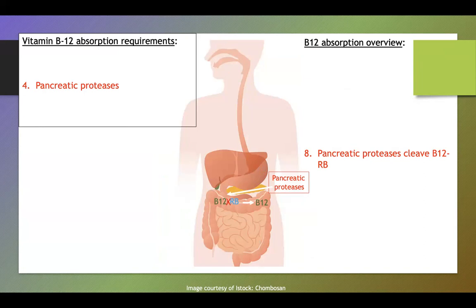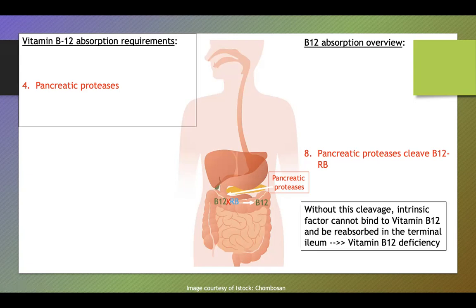And this free B12 in your small intestine will then bind to intrinsic factor, and it'll travel to the terminal ileum and get absorbed. If you don't have this protease here, you're going to have the B12 stuck to R binder, and this complex cannot be reabsorbed in the terminal ileum. So that's why you need these. And in pancreatic insufficiency, you obviously don't have enough proteases entering your lumen.